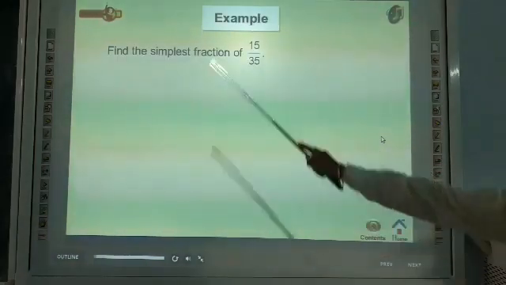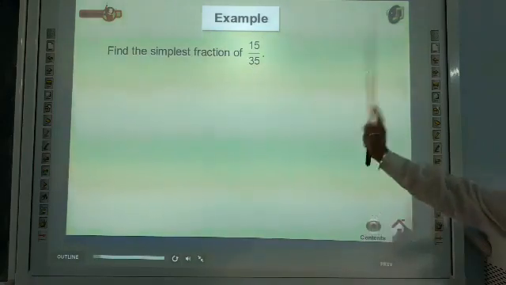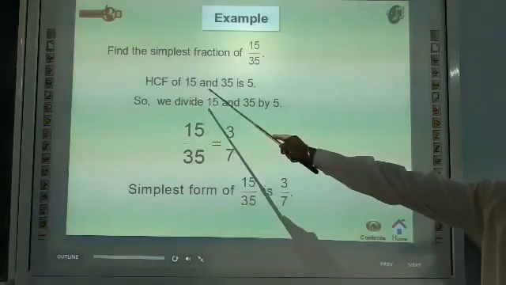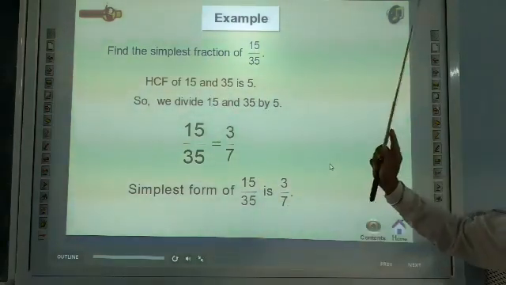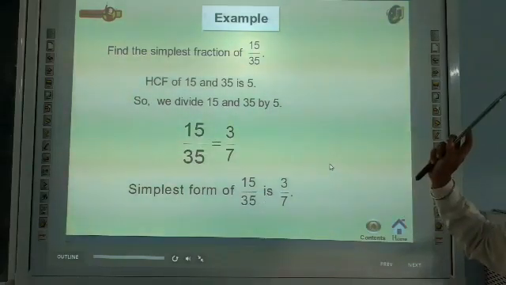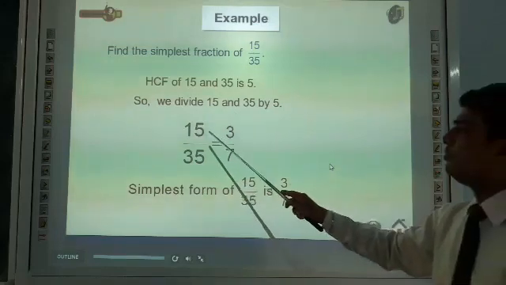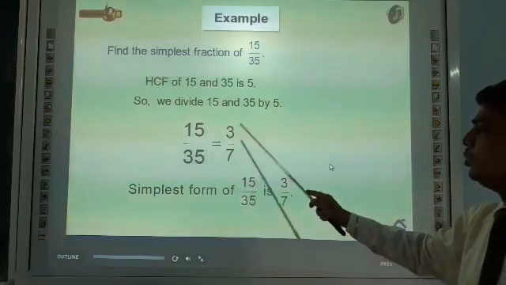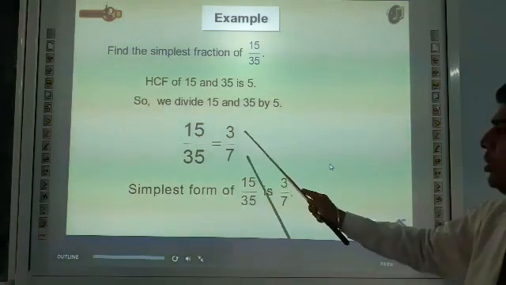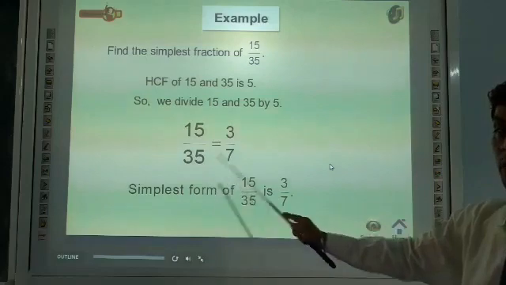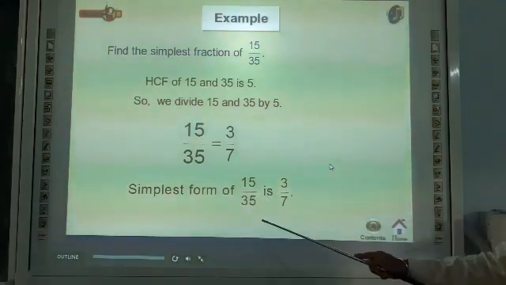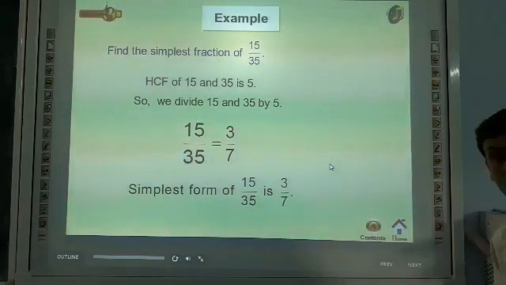For example, find the simplest fraction of 15 upon 35. HCF of 15 and 35 is 5. So we divide 15 and 35 by 5. 15 upon 35 is equal to 3 upon 7. 15 divided by 5 is equal to 3. 35 divided by 5 is equal to 7. So the fraction is 3 by 7. The simplest form of 15 upon 35 is 3 by 7.